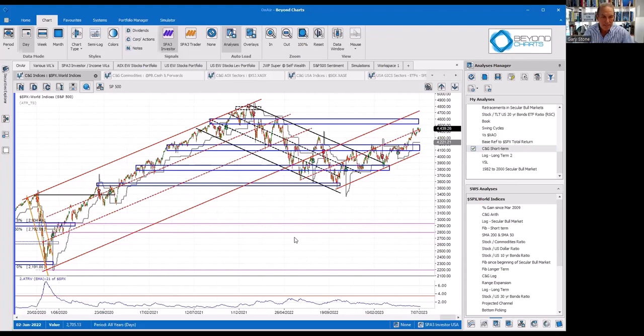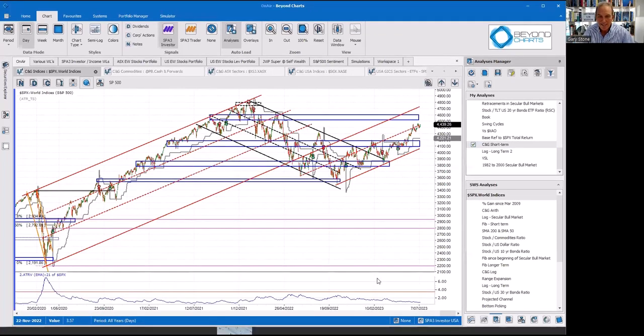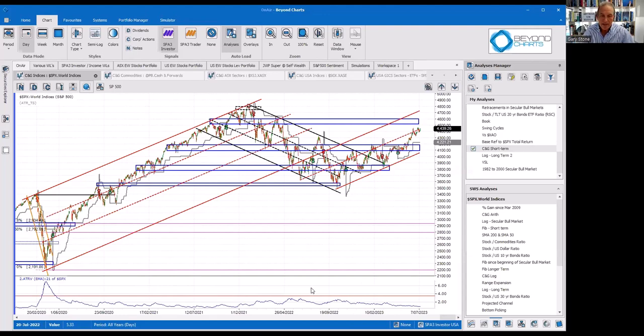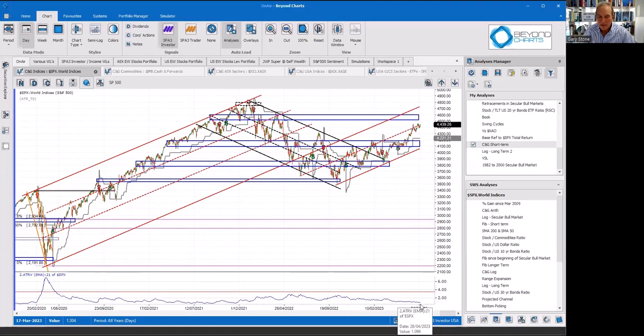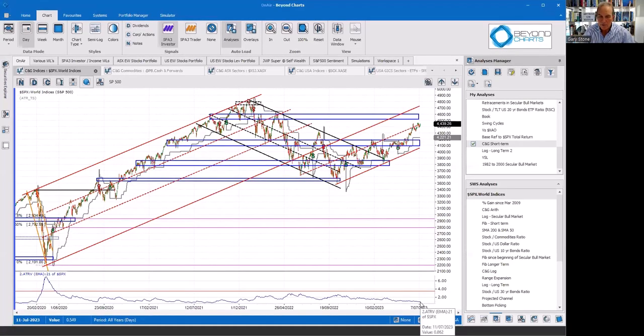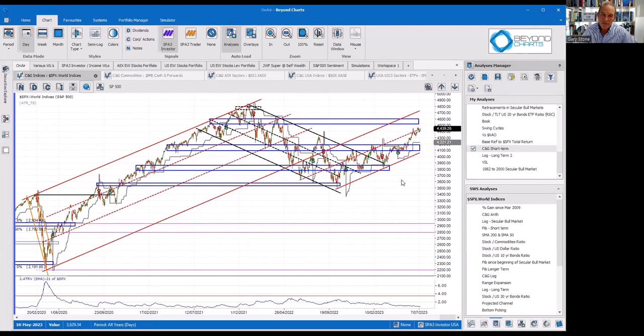I know this looks a bit busy, same time frame. First thing I'll just mention here is the volatility. This is a 21-day average true range volatility measurement, and volatility is dropping, and it's down at healthy levels down here, well below 2. But we have this uptrend.